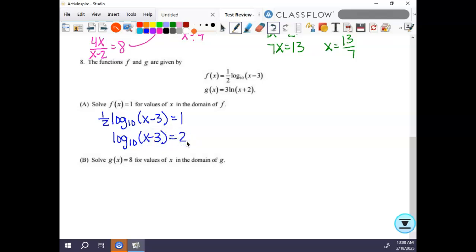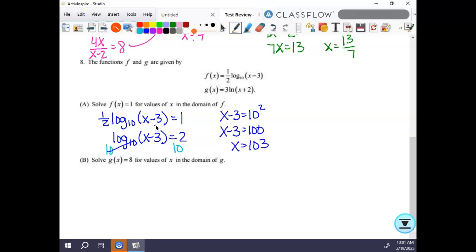So now I have a log equal to a number. The base of the log is 10, so I can make that the base of my exponent. So those essentially cancel each other out. And I have x minus 3 equals 10 squared. So x minus 3 equals 100, and x equals 103. Check myself. Put 103 in here. I'm good to go.